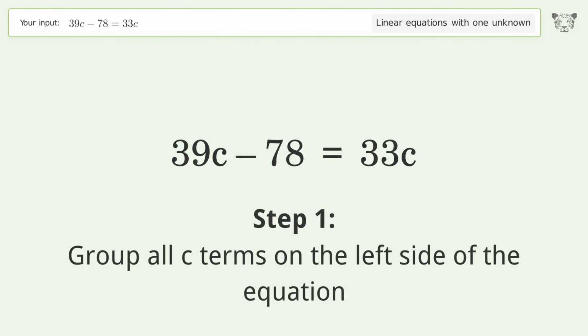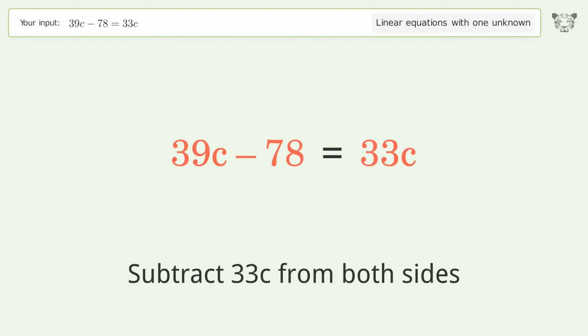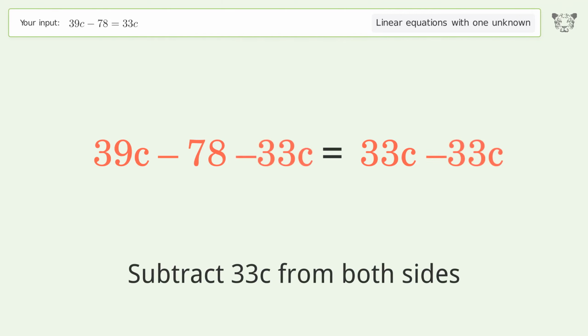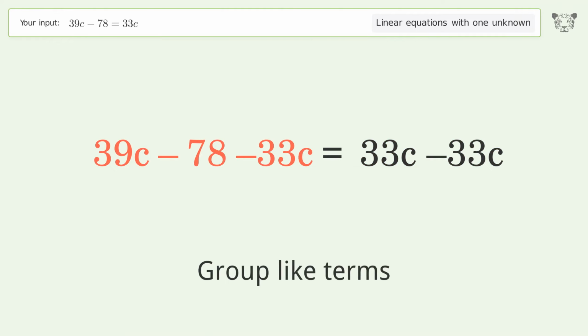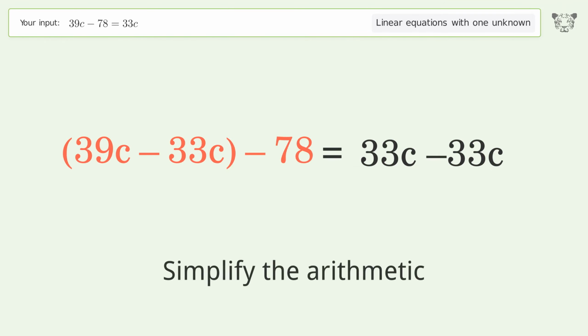Group all c terms on the left side of the equation. Subtract 33c from both sides. Group like terms. Simplify the arithmetic.